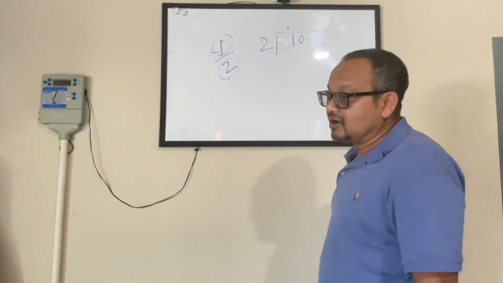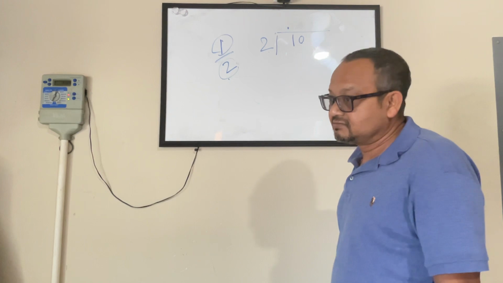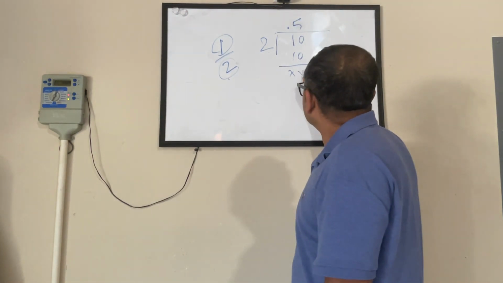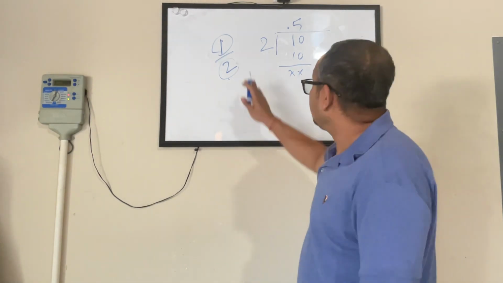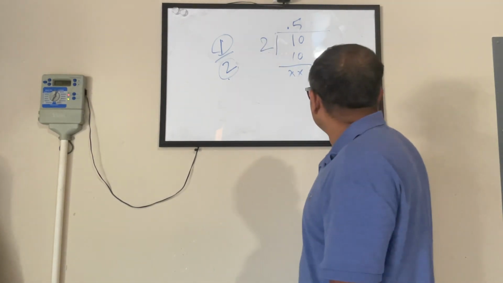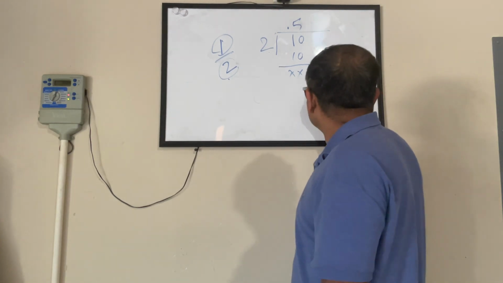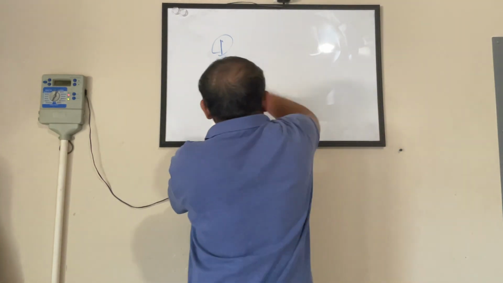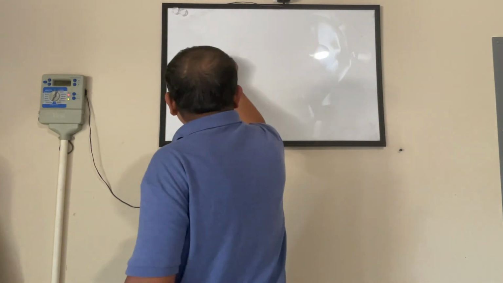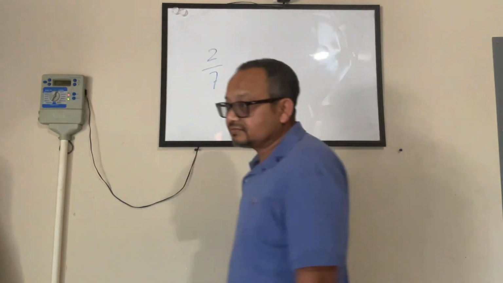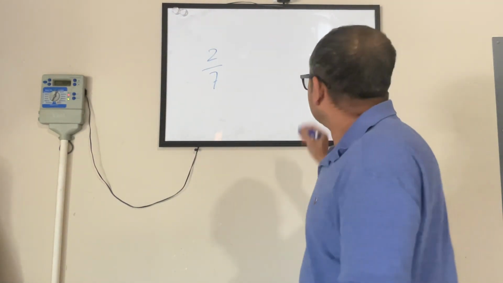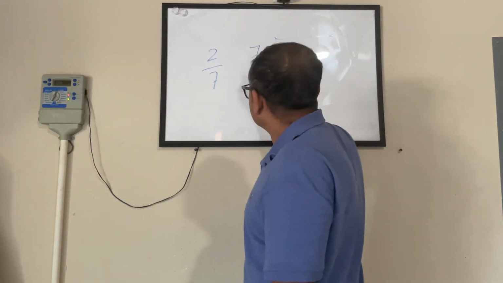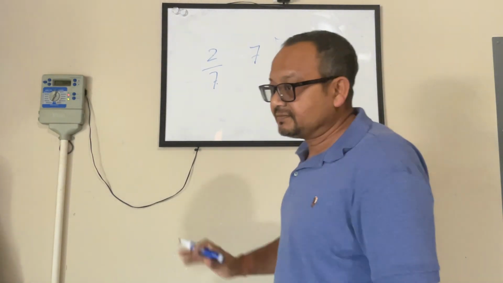Now, how many times of 2 is 10? 5. All done? 1 by 2 became 0.5, or you can say 0.5. Same thing. Now, let's play with it a little bit more. 2 by 7. So, simply means divide 2 by 7. Divide 2 by 7. Yeah?